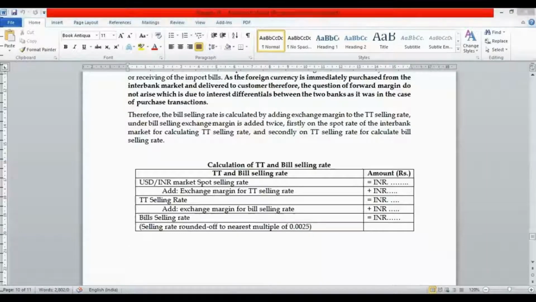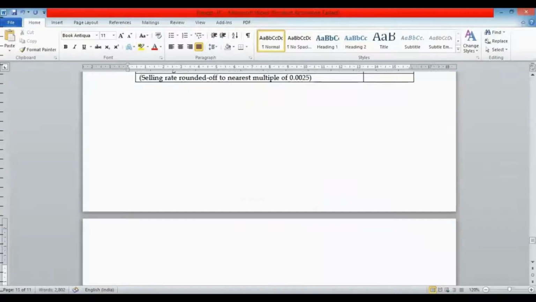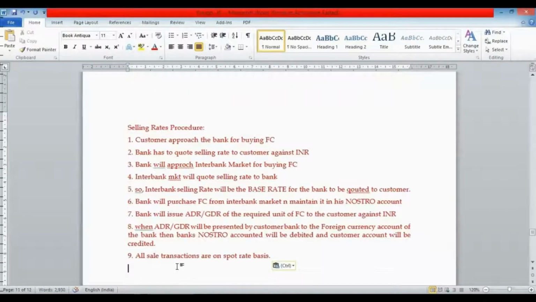For a better understanding, I have tried to make certain points so that it will be easy for you to understand how the procedure is followed while calculating the selling rate. Whatever we have discussed in the procedure, I have noted down in terms of these steps line by line. First, the customer approaches the bank for buying foreign currency. The bank has to quote the selling rate to the customer against the Indian rupee.